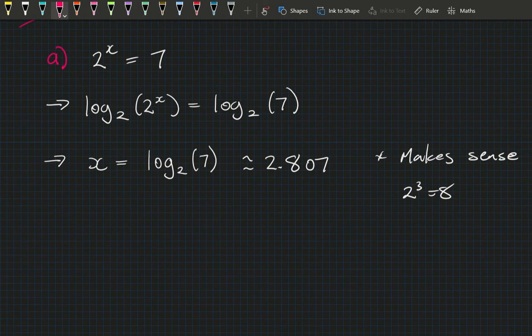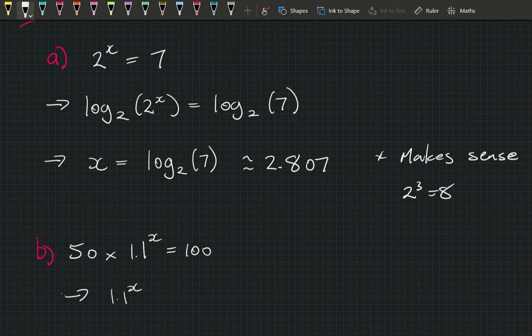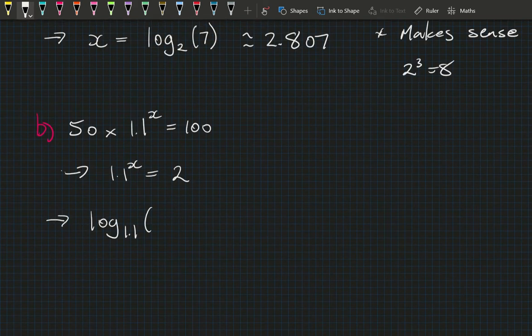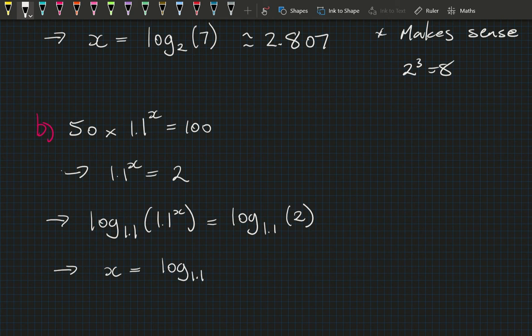All right, let's move on to part B, where we've got 50 times 1.1 to the x is equal to 100. Remember, we're trying to solve for the unknown. To start isolating that, we're going to divide both sides by 50. So we're left with 1.1 to the x equals 2, since 100 divided by 50 is 2. And we've got 1.1 raised to the power of the unknown. So let's take log base 1.1 of both sides. By definition, log base 1.1 of 1.1 to the x is x. So we're left with x equals log base 1.1 of 2.